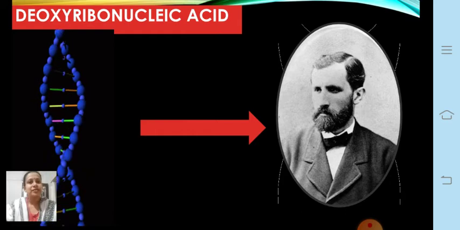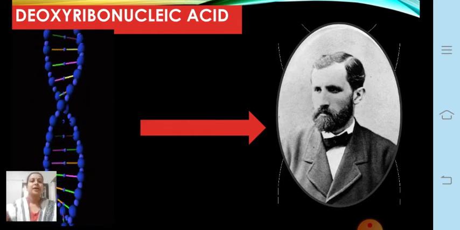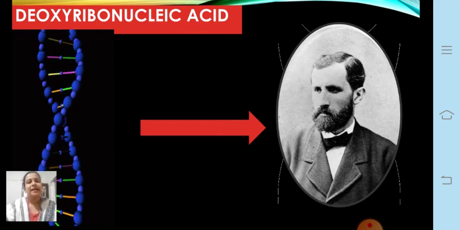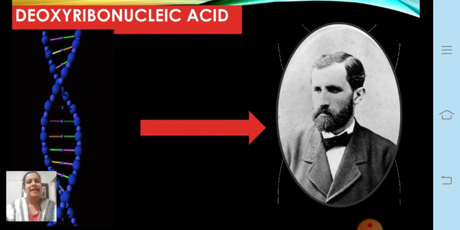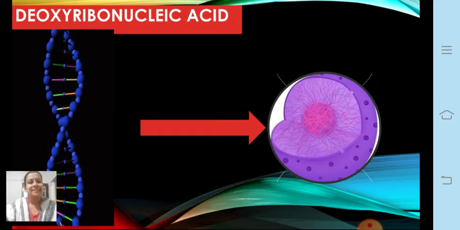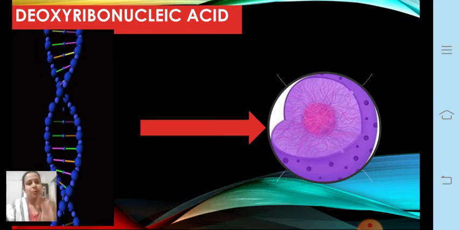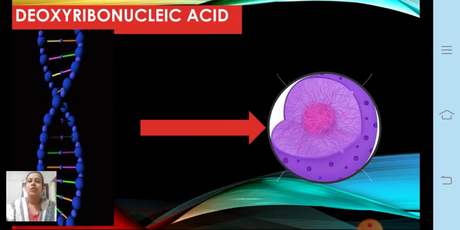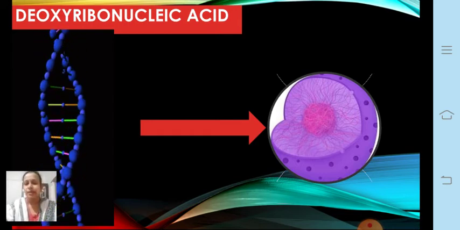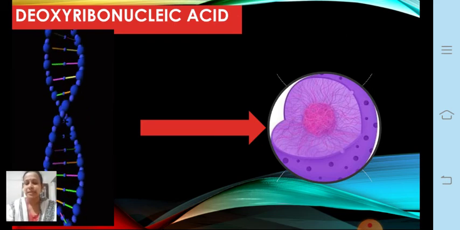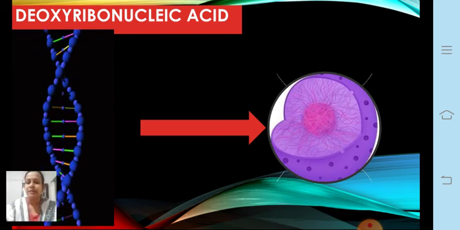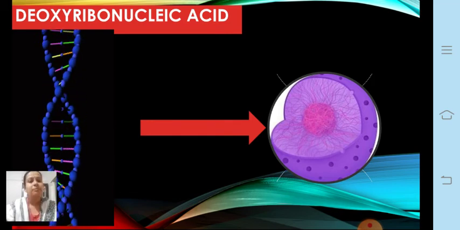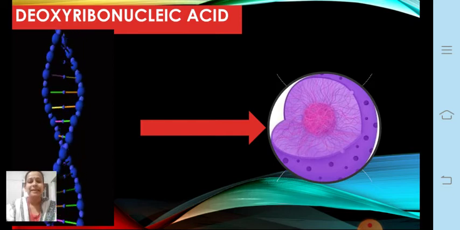Actually it is a nucleic acid, and since he found it in the nucleus, this acid was called nucleic acid, since it was first found in the nucleus. But actually DNA is present even in other cell organelles also. It was later realized that it is also present in other parts of the cell, like in the mitochondria.